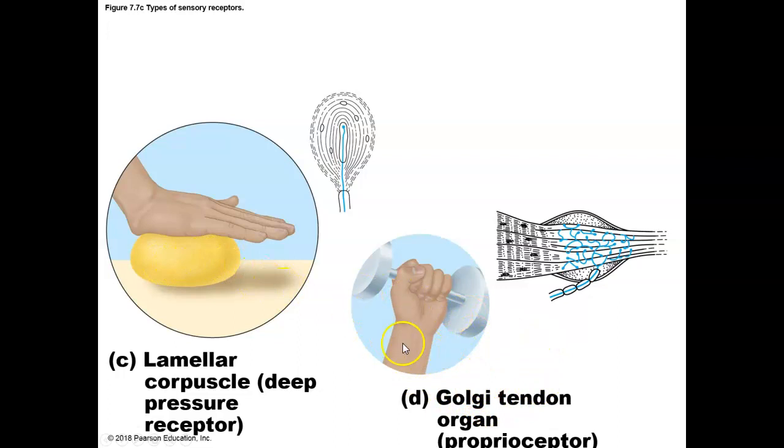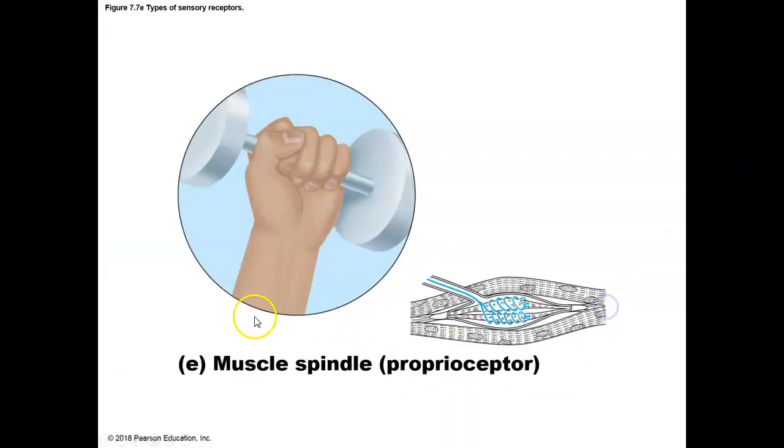And we actually have two different types of proprioceptors in our joints. So the Golgi tendon, and then we have the muscle spindle. Both of these are proprioceptors to help identify the location and motion of your joints at any given time.